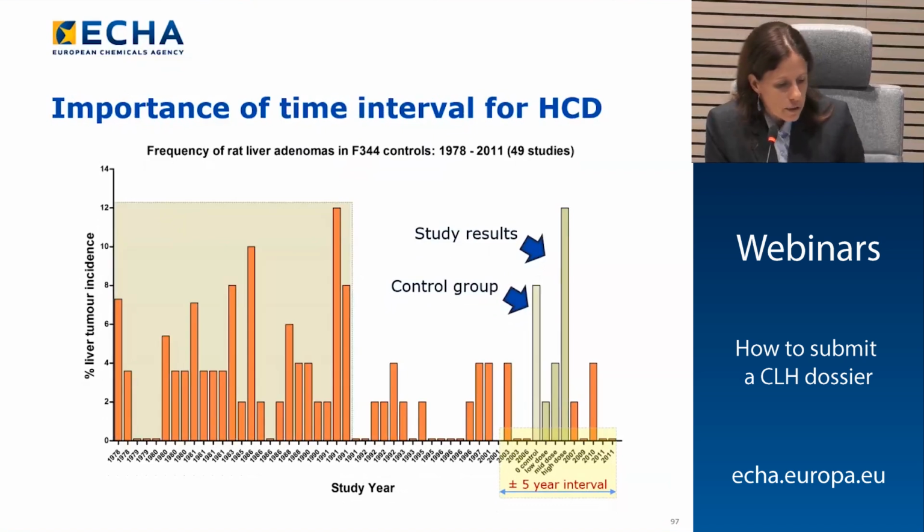So, the importance of the time interval. For that substance, we received about 30 years of historical control data, from 1978 to 2011, about 49 studies. But as you can see here, there is a clear difference between what happened before 1991 and what happened after. The incidences, even graphically, are way higher before 1991 than after.